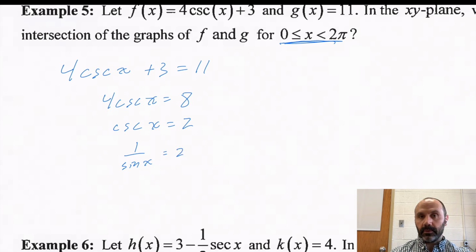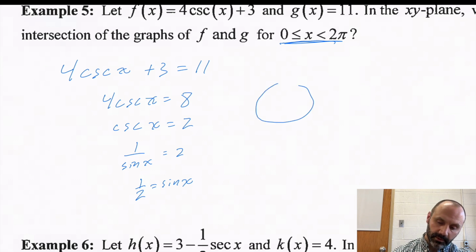Now, what do I do at this point? Well, we're trying to solve for sine of x. The place where 1 over sine of x equals 2 is the same place where sine of x would equal 1/2. So you can think of it as multiplying the sine of x to the other side, bring the 2 down underneath. So 1/2 equals sine of x. So this is going to be the place where sine of x equals 1/2.